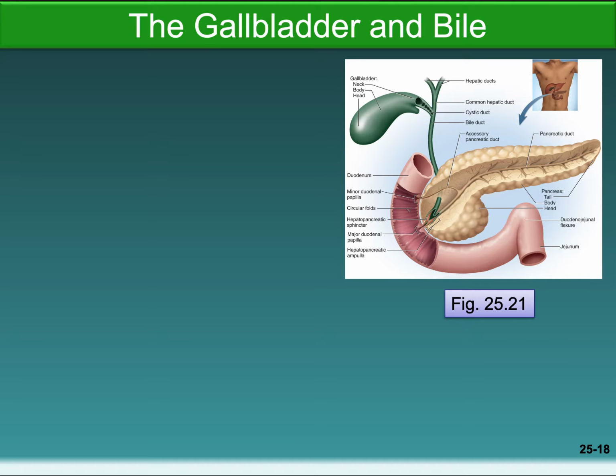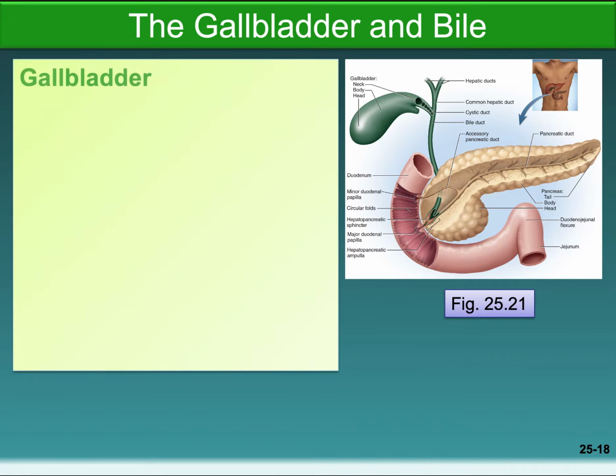Here's a good image, figure 25.21, showing you the basics of the relationship of the gallbladder to some of these ducts. So there's the hepatic ducts, there's the common hepatic duct, and then this is the common bile duct right here that is coming down and metering those fluids into the small intestine, and it's actually the duodenum, which is the first section of our small intestine.